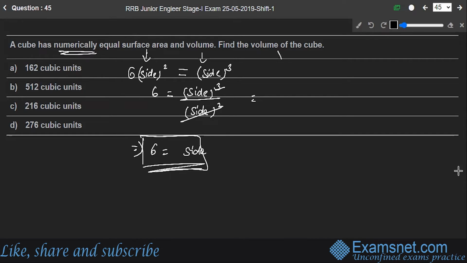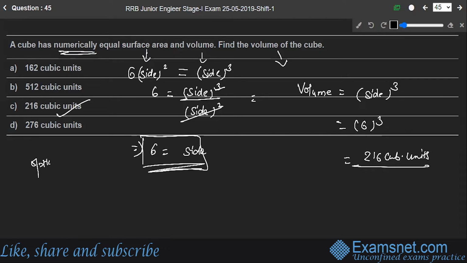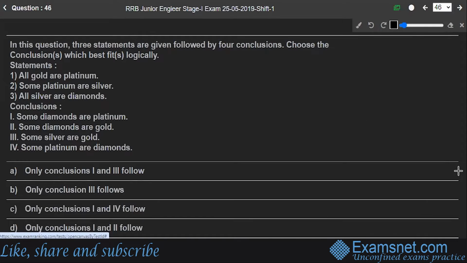Volume of the cube is equal to side cube, which is equal to 216 cubic units. That is C option, right? Hope you got that. Next is question number 46.